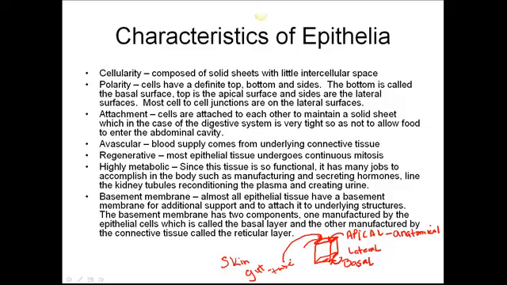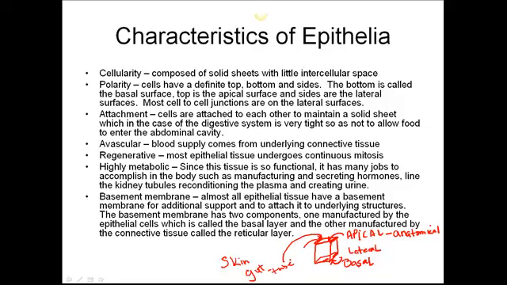So cells have a definite top, bottom, and sides. The bottom is the basal, top is the apical, and the sides are the lateral surfaces. Most of the cell-to-cell junctions are on the lateral surfaces. Since there's very little intercellular space and these cells are very closely packed together, they're perfectly designed for making sheets like fabric to cover your skin, to cover the inside lining of your digestive tract, tubes. We have lots of tubes in our bodies.